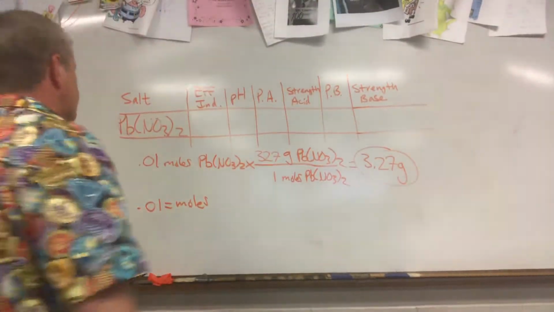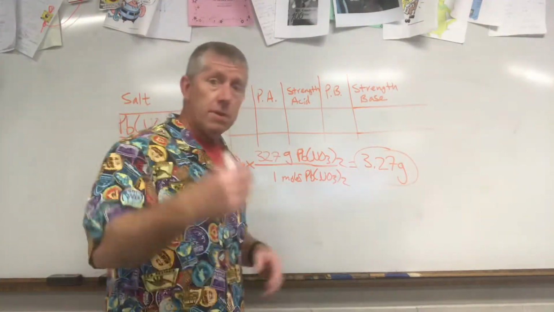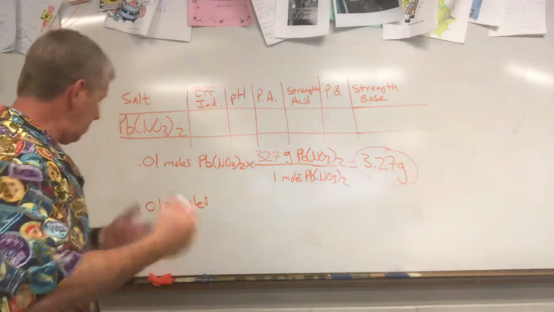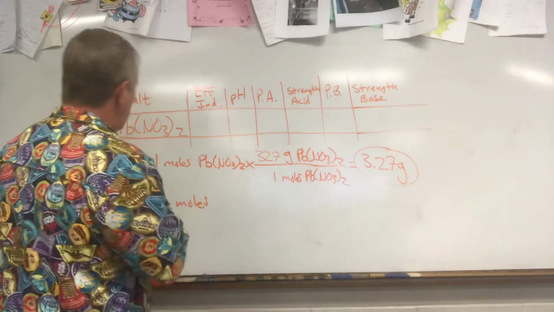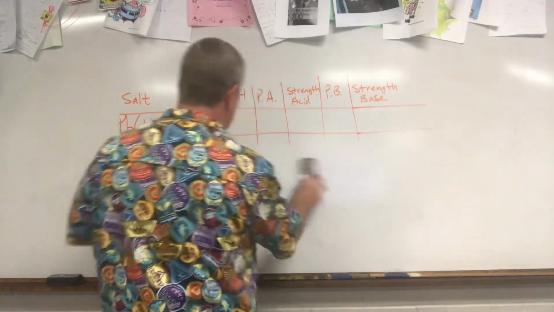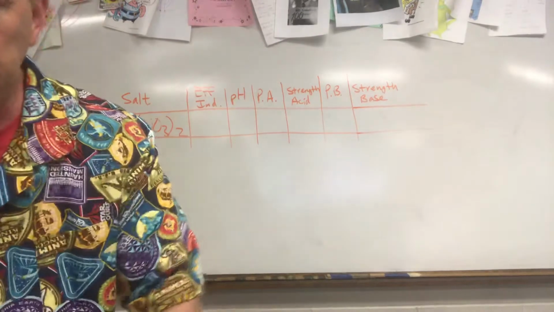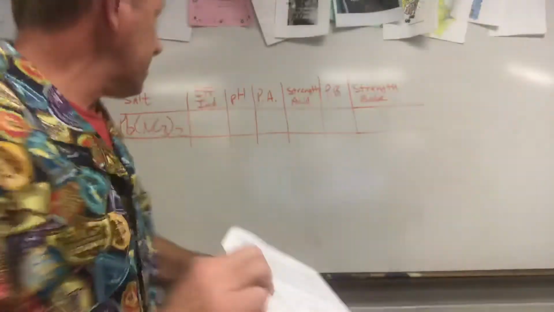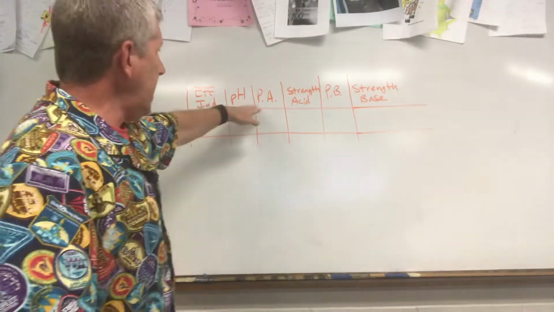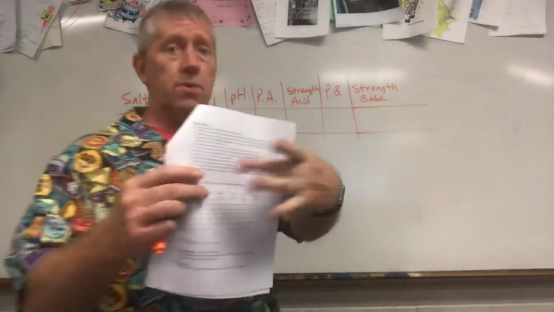Okay, lab partner, you and I have lead nitrate. That's our salt. We've made it. We've added our 3.27 grams to our 5 milliliters of water, and it's all dissolved, and we're ready to test it. So we have to fill in this information. Now I shorten these up. These are the things at the top here: effect on the indicator, pH, parent acid, strength of the acid, parent base, and strength of the base. So those are all across the top there.